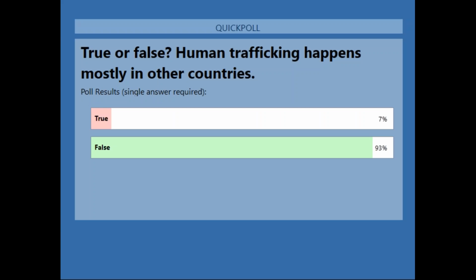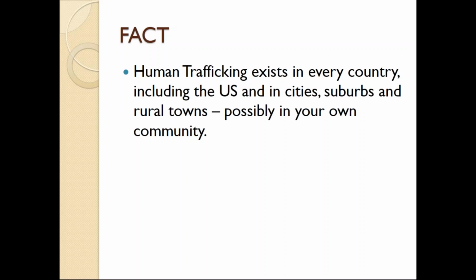Okay, so it looks like there's 7% for true and 93% for false. And it is, of course, false. Human trafficking, as we mentioned a little bit, already exists everywhere. It exists here in the United States. It exists in small cities and big cities and suburbs and rural areas. It exists everywhere. It could be right next to you.